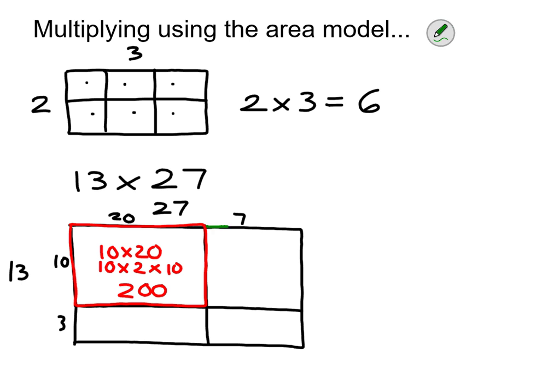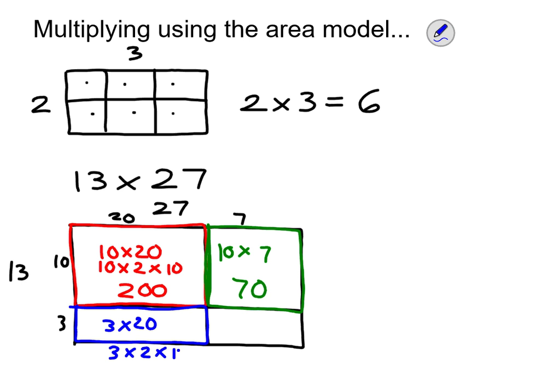I can also find this part here in green. That's going to be 7 by 10. I can start with my left. This part here is 10 times 7. This one is easy. That's 70. I can continue at the bottom here. It doesn't really matter which order you're doing your rectangles. This one is 3 times 20. Again, to do that in your head, you could do 3 times 2 times 10, because 20 is the same as 2 times 10. So 3 times 2 is 6, times 10 is 60. And the last part in black would be 3 times 7, which is 21.